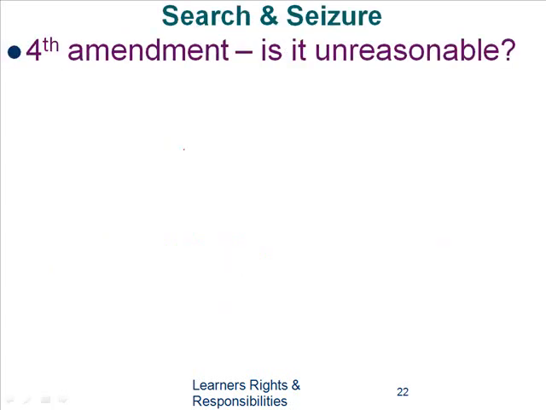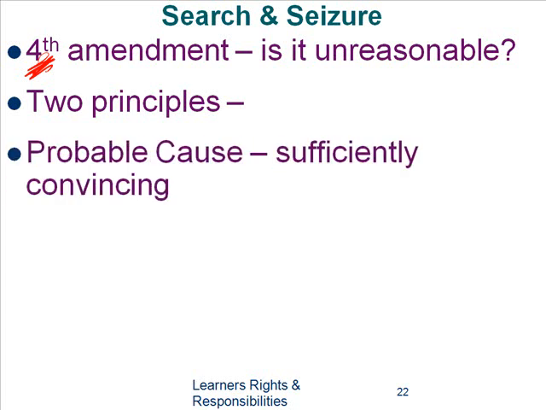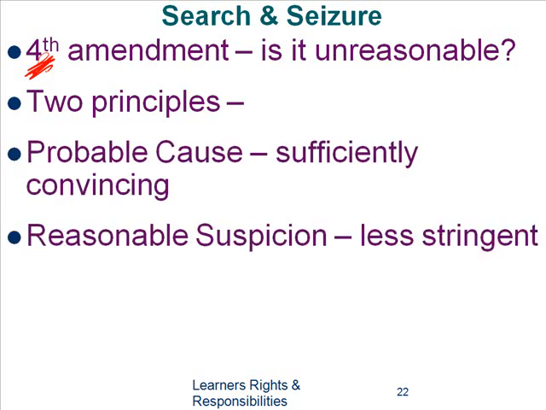Oh, here's a better one. Search and seizure, in lots and lots of cases in school, on the Fourth Amendment. Is it unreasonable is what you would ask. Two principles. You know what they are if you've ever seen a crime show. Two principles, probable cause and reasonable suspicion. This one has to be sufficiently convincing, and this one's a little bit less stringent, reasonable suspicion. So we don't go searching, let's just see what's in their locker. No, you have to have, this goes back to their rights, probable cause and reasonable suspicion, just like a policeman does to stop your car.